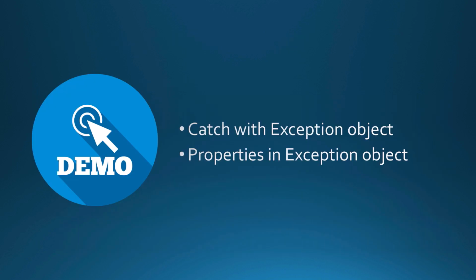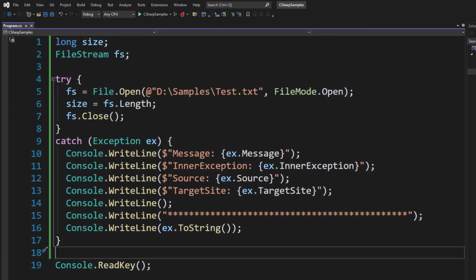All right, let's take a look at catching with the exception object and then displaying some of the properties in the exception object. Here you can see on line 9 where I'm catching Exception and giving it the variable name ex.